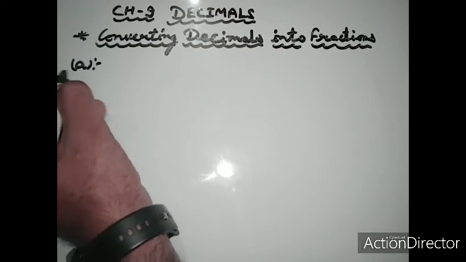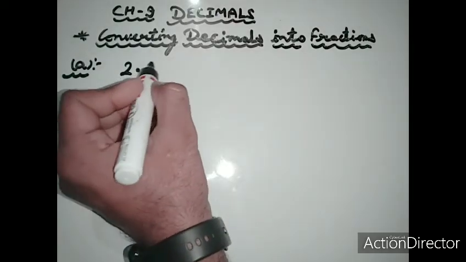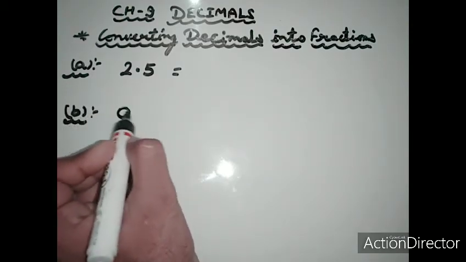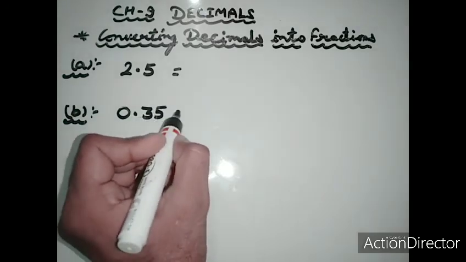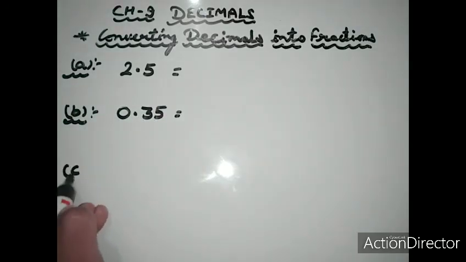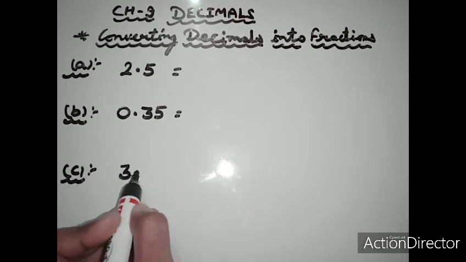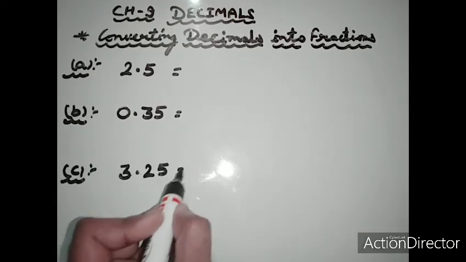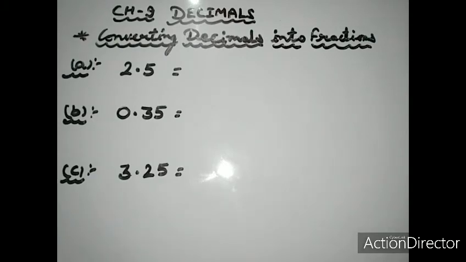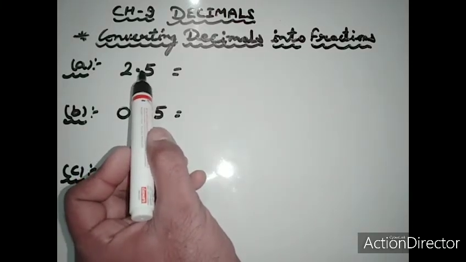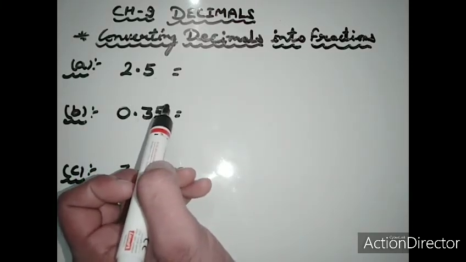Now A part, 2.5, then B part, 0.35, C part, 3.25. Now students, what we do here: first we write this decimal number in fraction form.